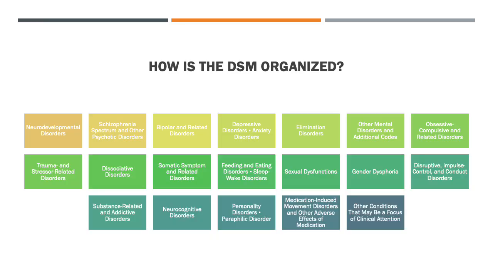How is the DSM organized? The DSM is organized into diagnostic categories, starting with those that typically are diagnosed in childhood. These include the neurodevelopmental disorders, such as autism, ADHD, intellectual disability disorder, etc. And then we move on and we have all these different diagnostic categories. And then in each diagnostic category are the actual disorders themselves.